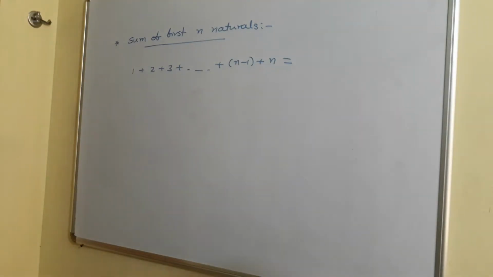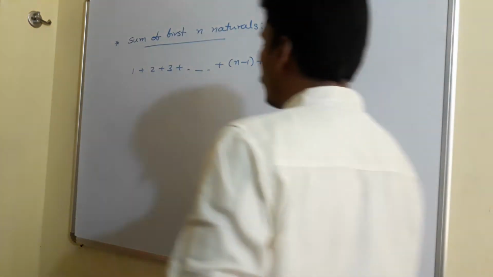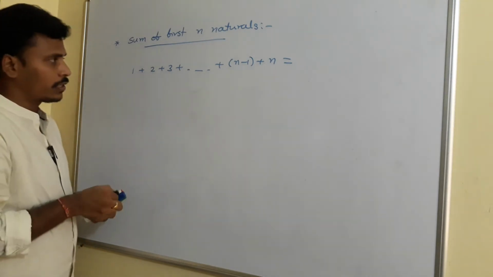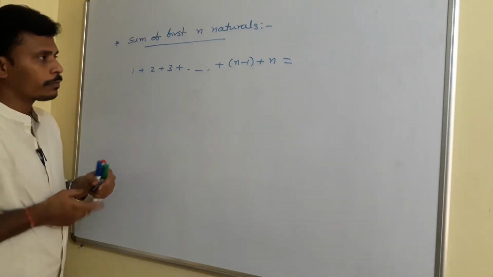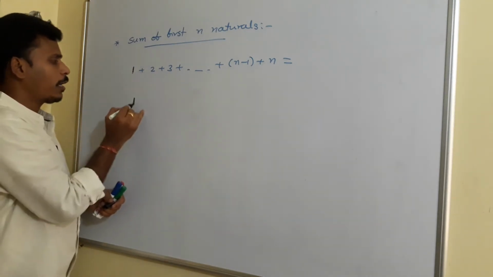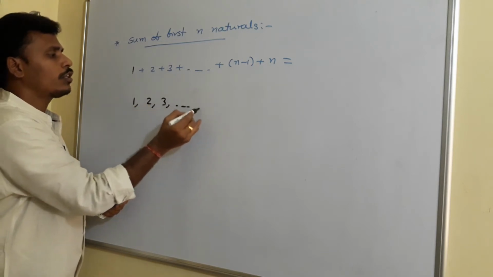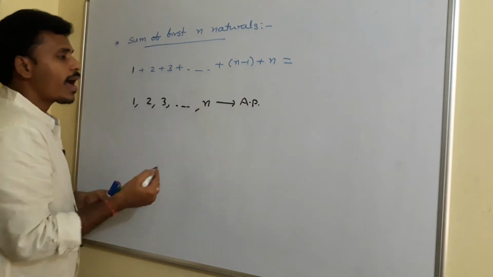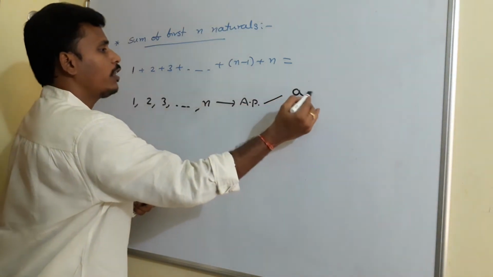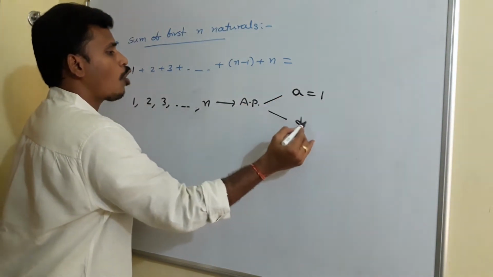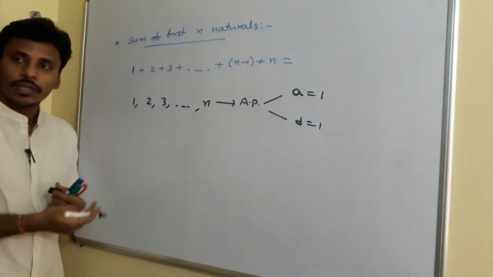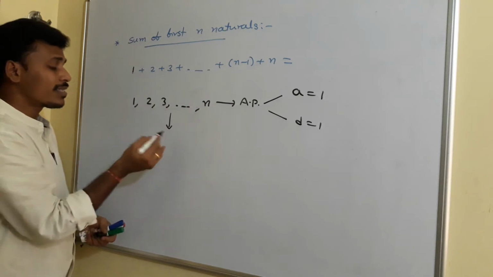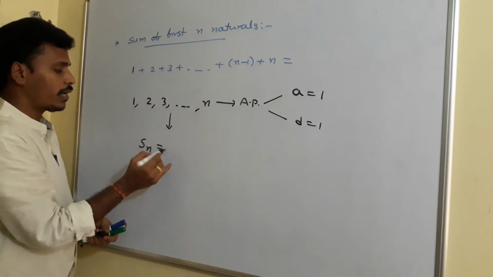See, for the sum of the first n naturals, you need to add 1 plus 2 plus 3 plus up to n. If you look at this, all these numbers 1, 2, 3 and so on form an arithmetic progression. Clearly 1, 2, 3 up to n are in arithmetic progression, with the first term as 1 and the common difference also 1. Since the first term is 1 and the common difference is 1, what do you say about the sum of the n terms of this arithmetic sequence?